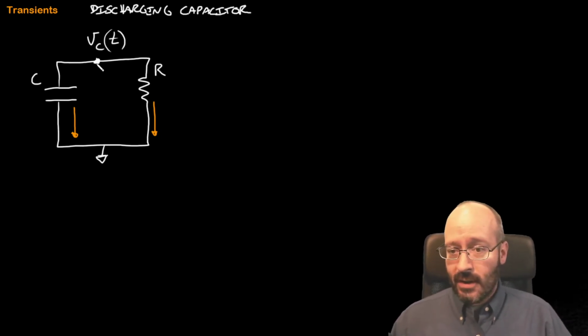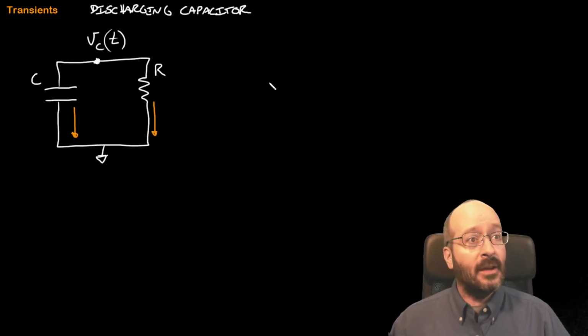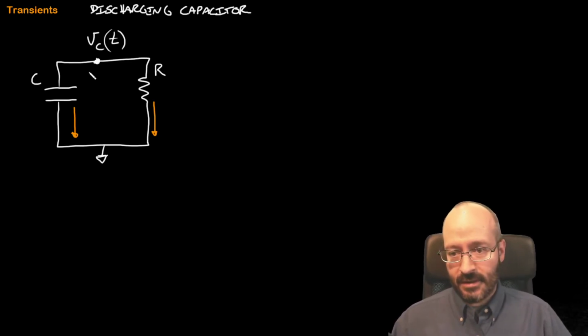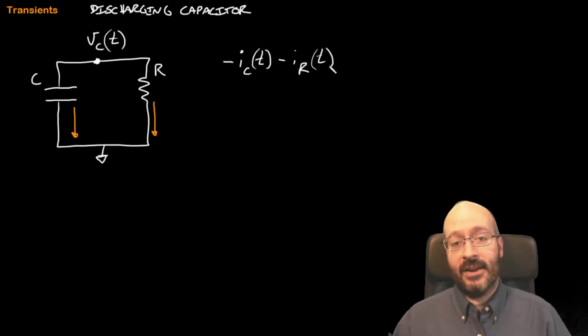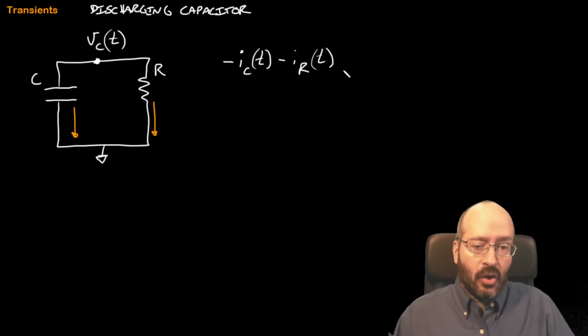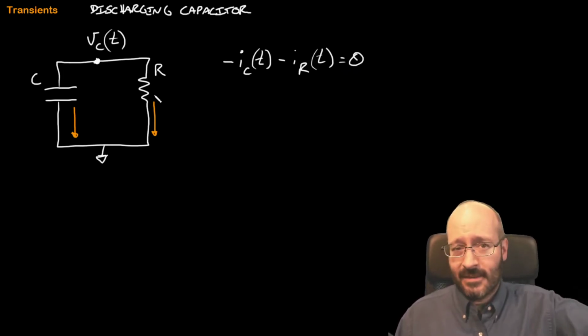Okay, so we have the current leaving this node, and it's going down through the capacitor, right? So it's going to be negative I_C of t. I'm going to start dropping the functional notation. It's going to get a little cumbersome. And this one's also leaving, so it's negative I_R of t. And that's all the currents going in and out of that node. So KCL still holds. Just because it's a transient, just because we have different components, it's still a KCL equation.